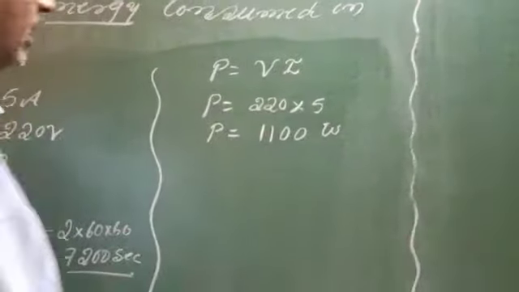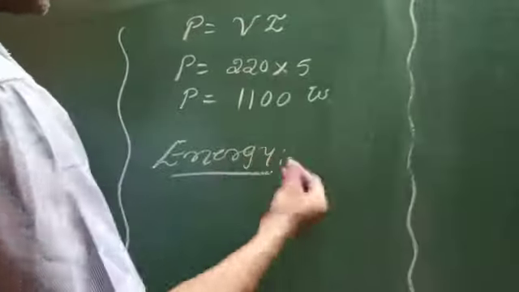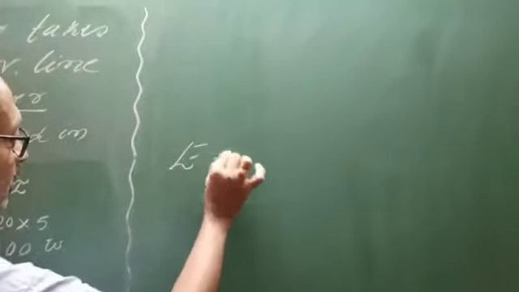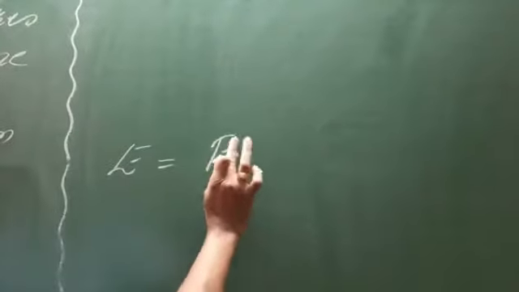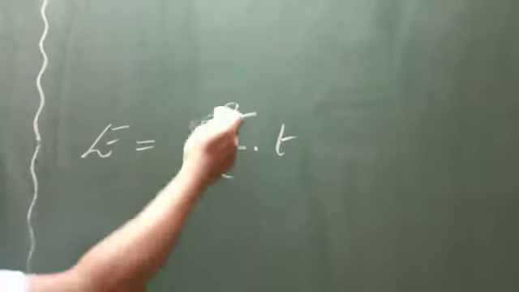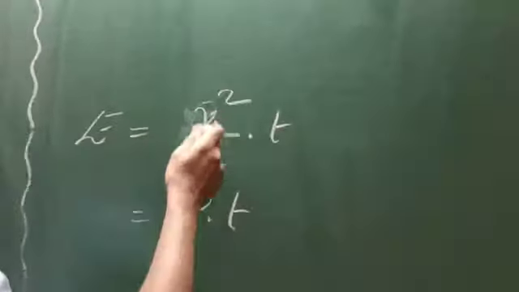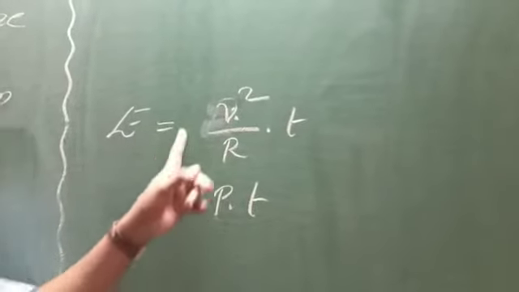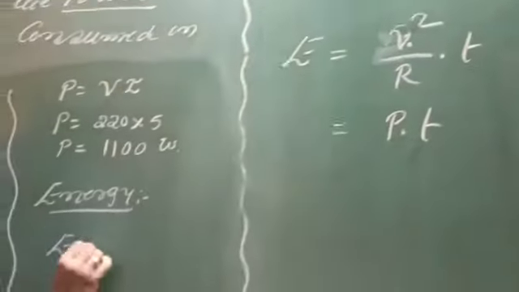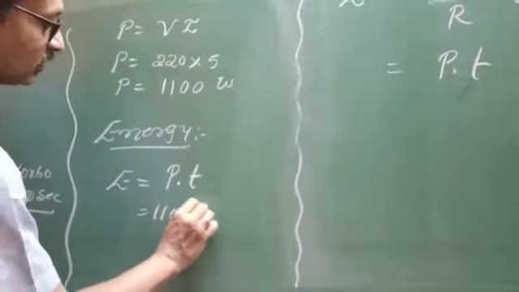Now let us move on to the energy consumed. How much energy is consumed here? You already know that energy E is equal to P into T. P is V square divided by R, so V square by R into T is the P into T. P means power. So this is the formula we have. Energy is equal to power into time. What is the power given here? 1100. What is the time given?